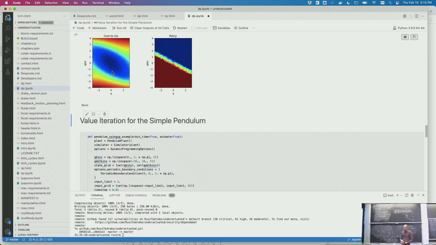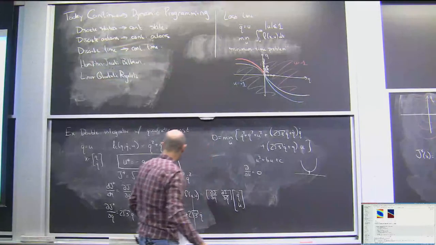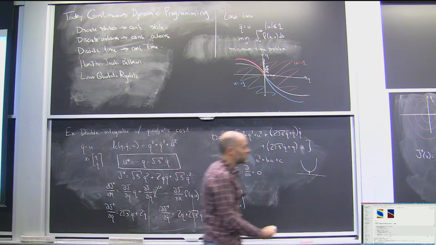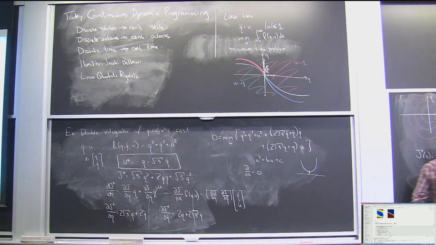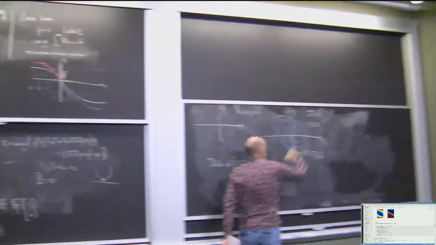The optimal policy is also lined up with this, right? The optimal policy looks like the gradient of this. It's got this u squared term plus the gradient of the cost. We're going to see this very clearly, but it's going to be lined up along this axis, trying to push me down the cost to go function.